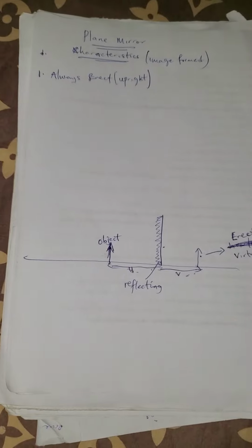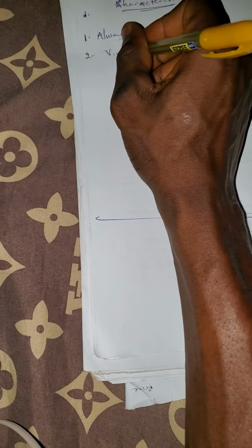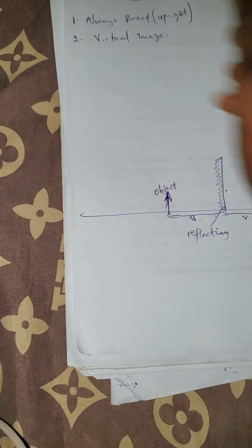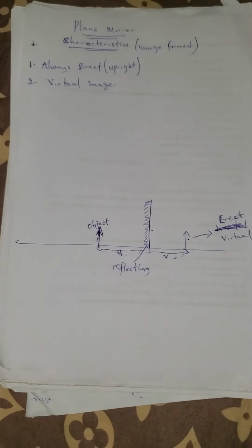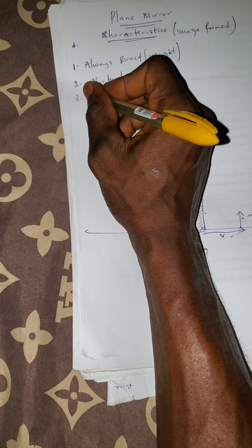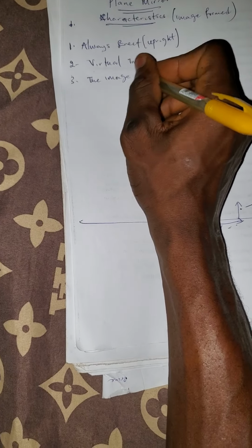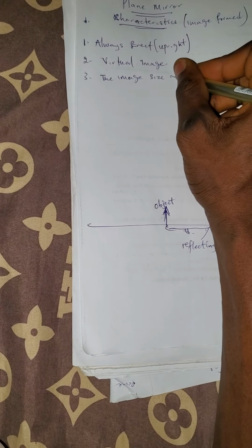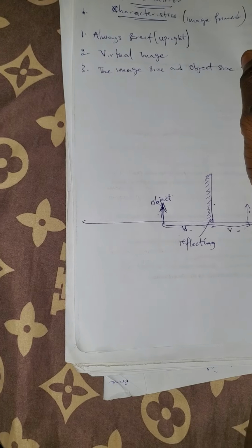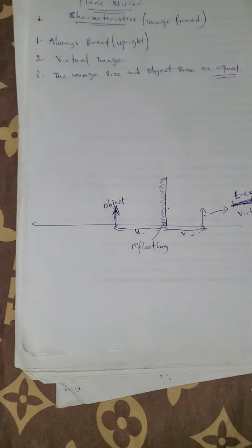Now that's upright. And at the same time, it will give you a virtual image. If you can see, the image will be formed behind the mirror, so it gives a virtual image. Number 3, I told you that the image size and the object size are the same, or let's say they are equal.